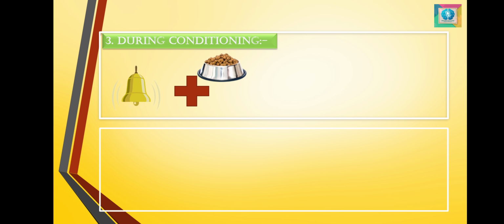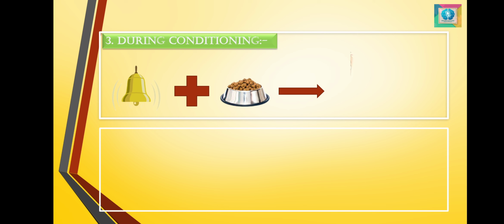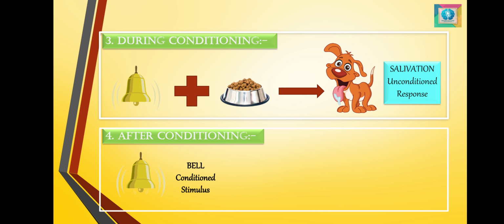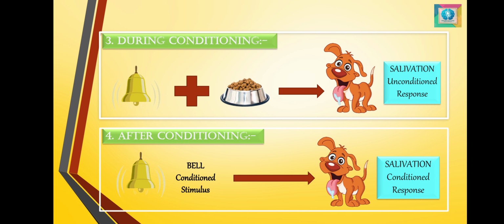Then the ringing of the bell was paired with the food presentation in front of the dog continuously, and after a few pairings the dog started salivating when it heard the bell, even when no food was shown to the dog. As shown in this picture, after conditioning, when the dog was provided with the bell and the food, the salivation was there, because the bell was ringing and the food was provided.